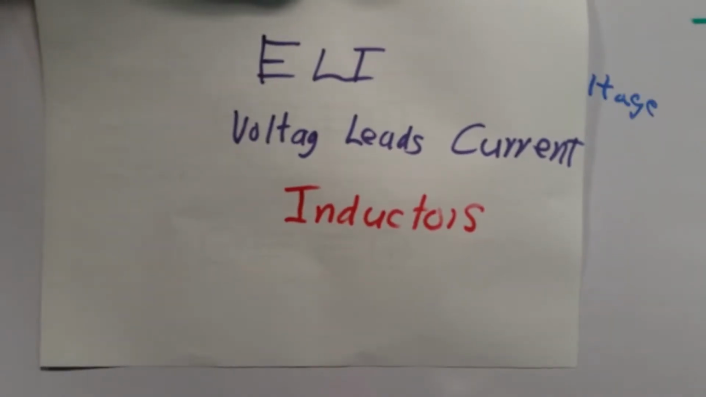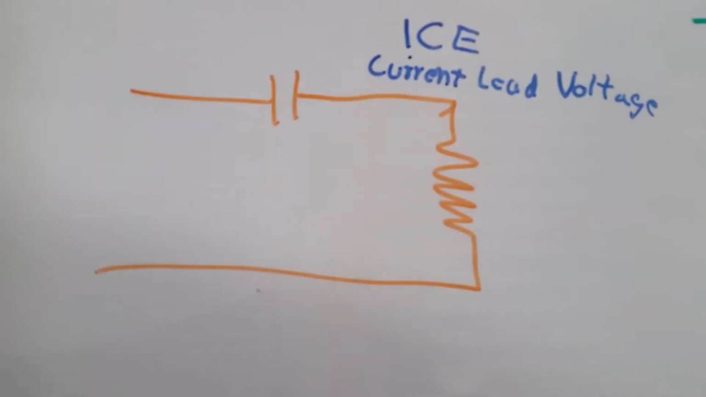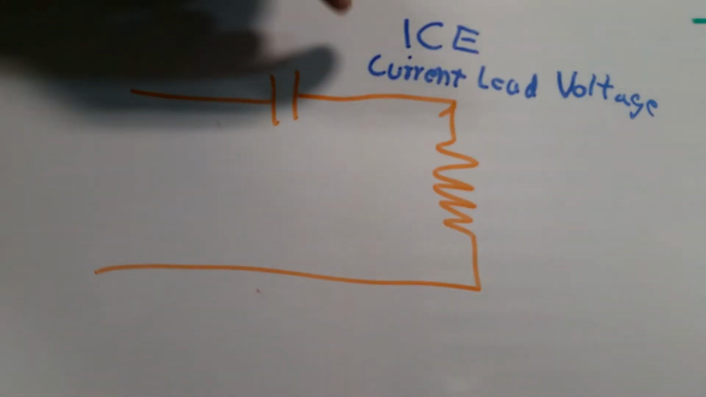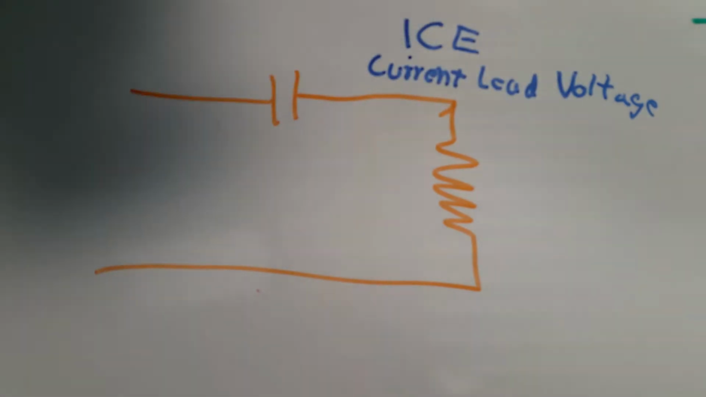When we were talking about inductors, we said that voltage leads current. In capacitors it is the opposite. Current leads voltage, and the acronym is ICE.